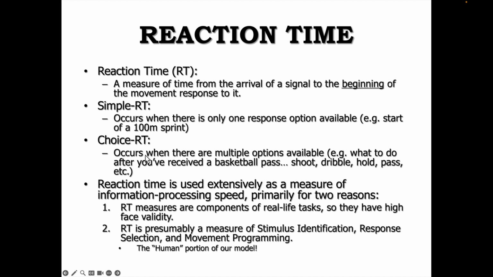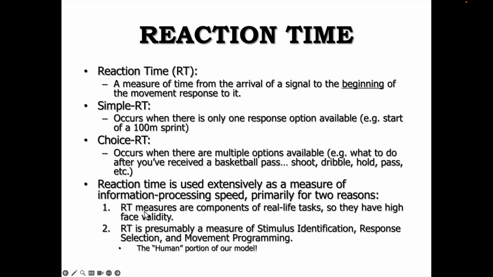Now, choice reaction time is when there are multiple options you can choose in your response. For example, if you receive a basketball pass, that's your stimulus. From there, we can decide whether we want to shoot it, maybe dribble, maybe we're going to hold on to it, maybe we're going to pass the ball, and various other options. So choice reaction time means we have several different options or choices to decide on how we are going to react.